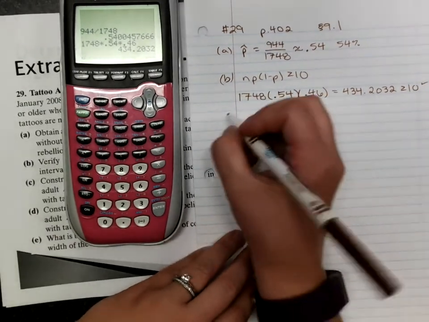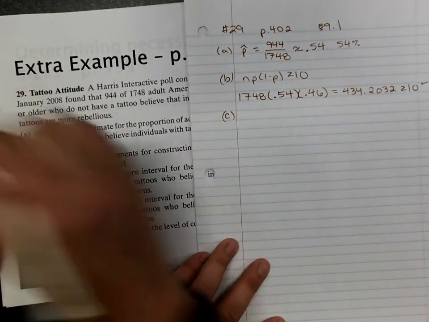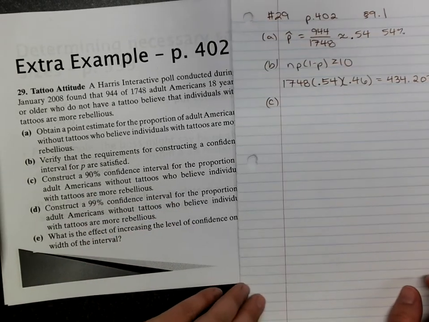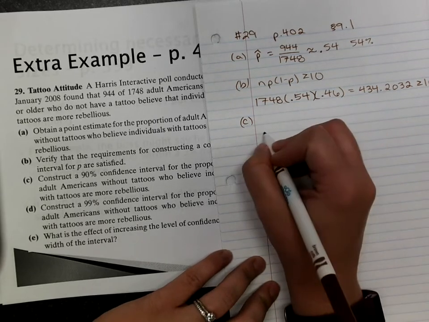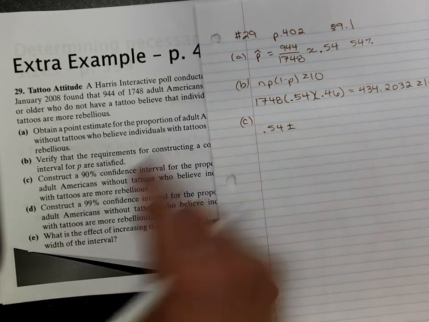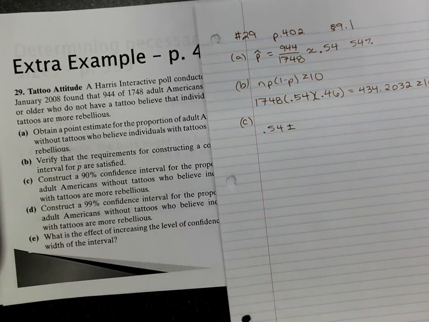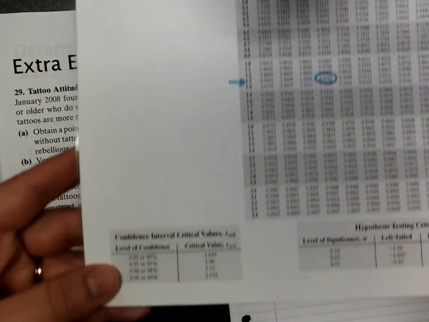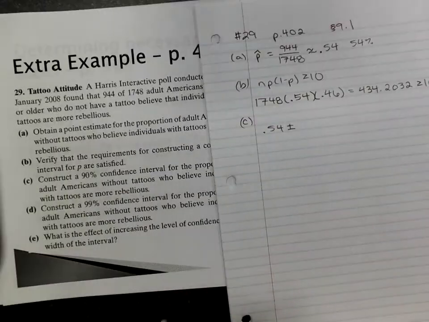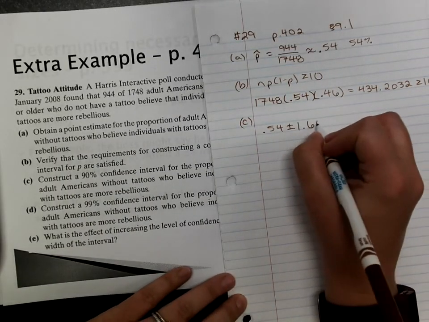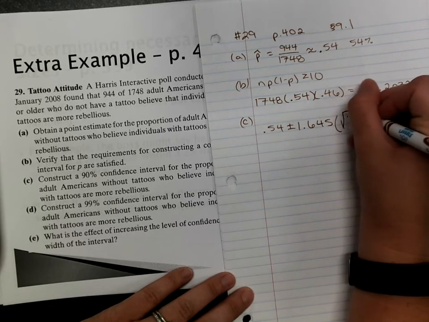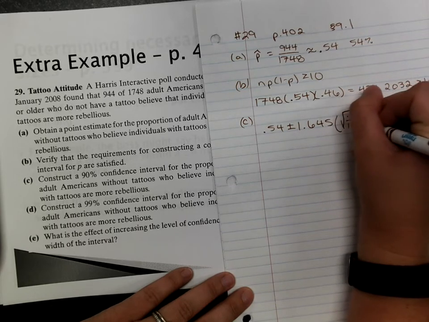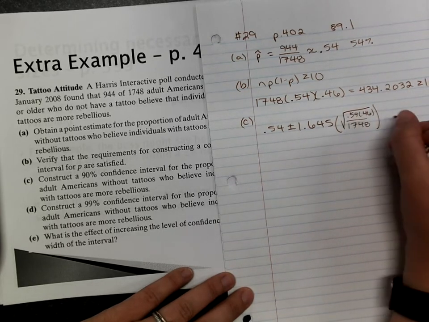That's verifying the requirements. Part C, construct a 90% confidence interval for the proportion of adult Americans who believe people with tattoos are more rebellious. So again, I like to see the setup. That would be 0.54 plus or minus the critical value for 90%. If we look on our chart, 90% will be 1.645. And then the formula for the standard deviation is the square root of 0.54 times 0.46 over the sample size. Now you don't have to actually work that out.